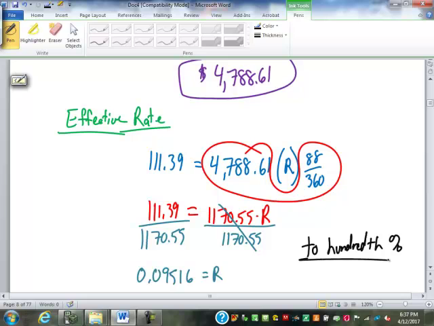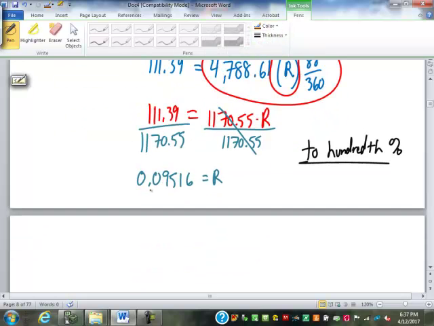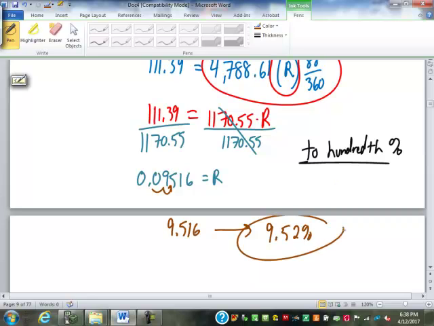Now I did not tell you how I wanted this rounded, so let's round to 1/100%. So what's this going to come out to be? 9.516, which to 100th is going to round to 9.52. Perfect.